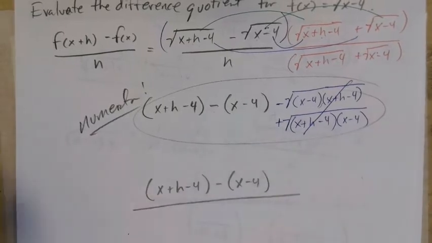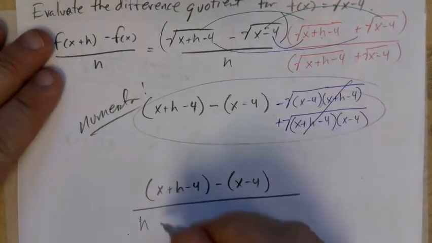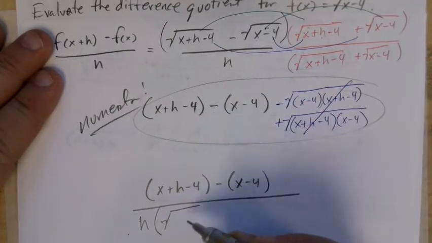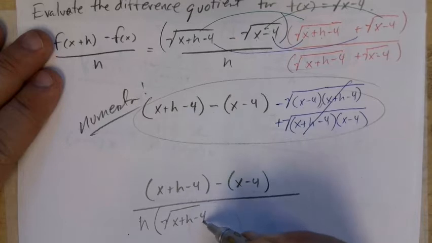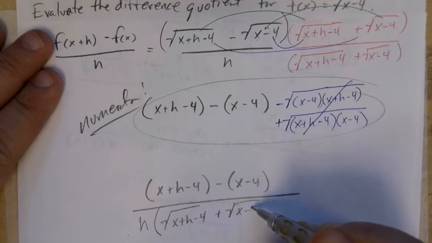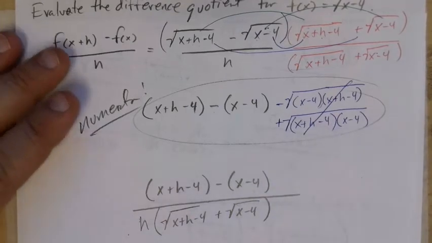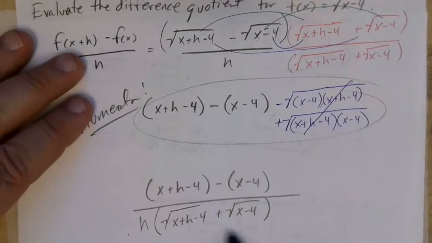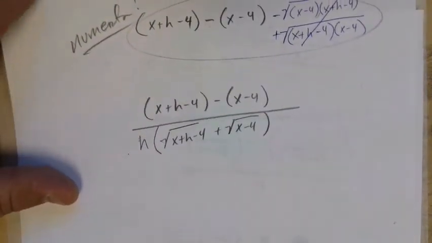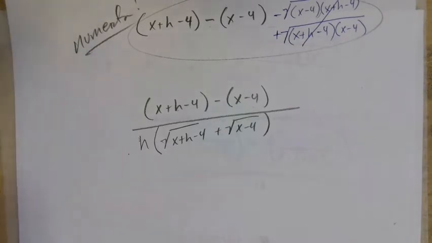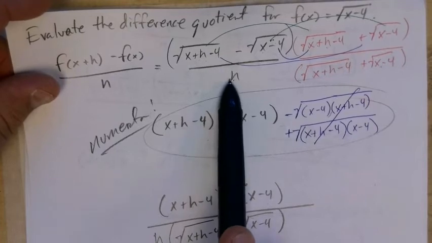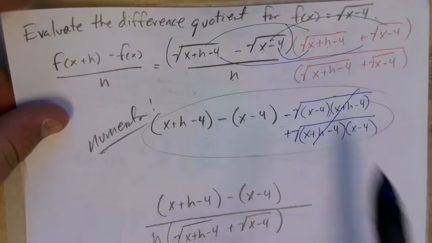Now this whole thing is over h times this whole deal, the square root of x plus h minus 4 plus the square root of x minus 4. Now, if you're being bothered right now because you're saying, wait, Dick, I thought we couldn't have roots on the denominator. Well, we don't really like them there, but our bigger objective, remember, when we're doing difference quotients, is we've got to cancel that h right there. That's going to be happening somewhere. This is the way we get there.